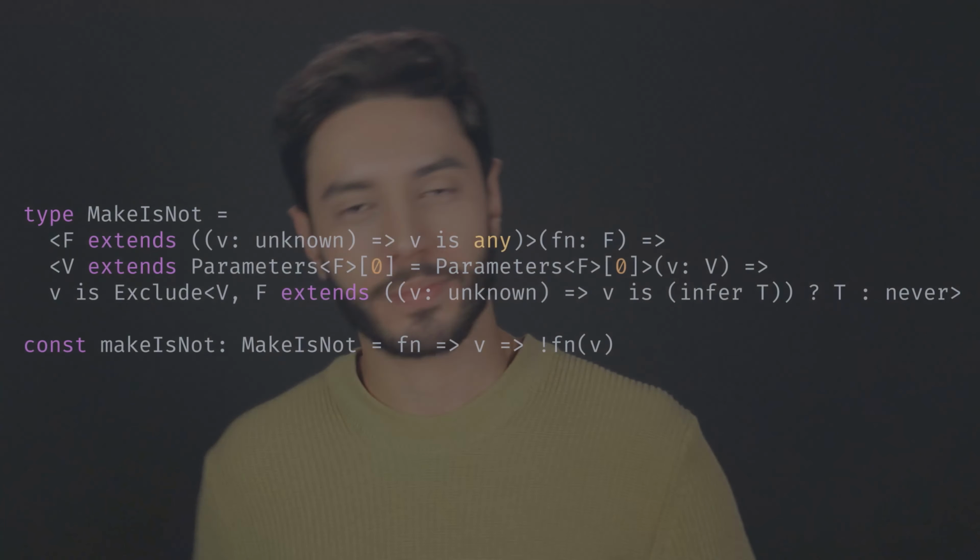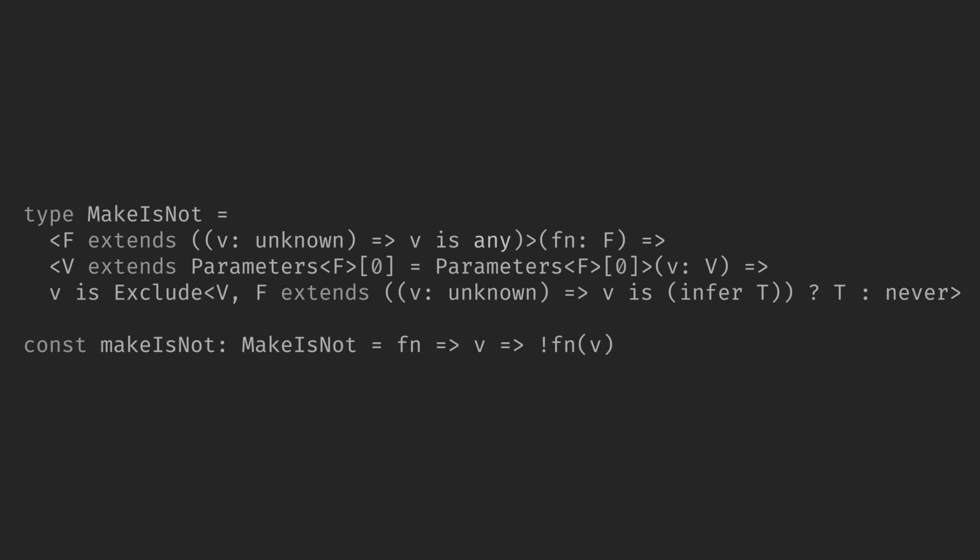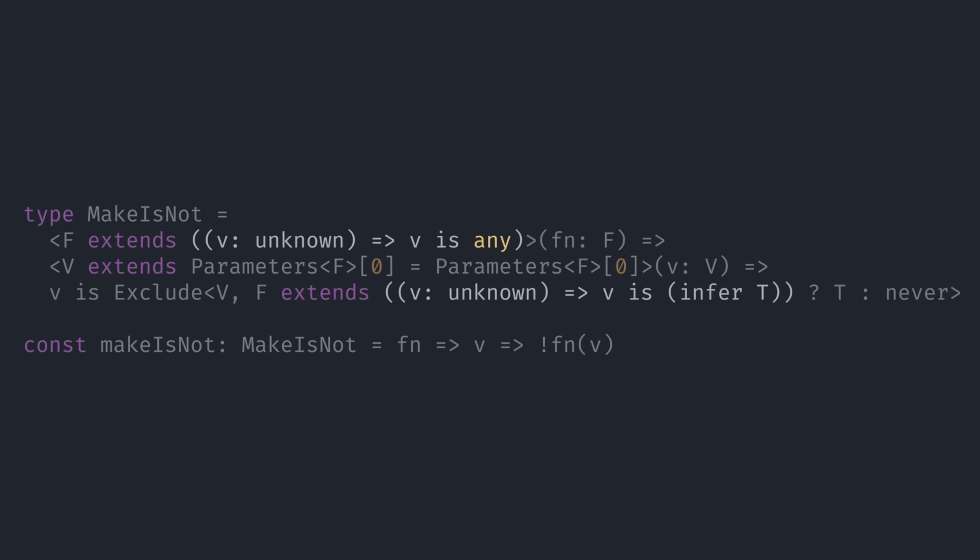Now to the type signature of makeIsNot. Oh shit, how am I supposed to explain this? Okay, let's break it down and see what can be simplified. First, there are two places where we are referring to a function that returns a type predicate. In other words, a custom type card.